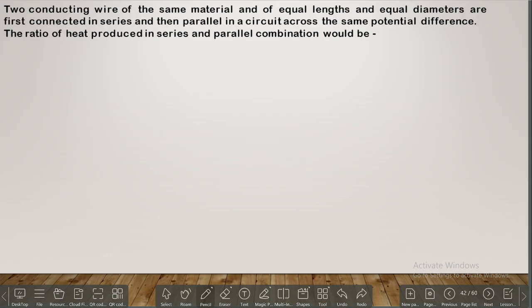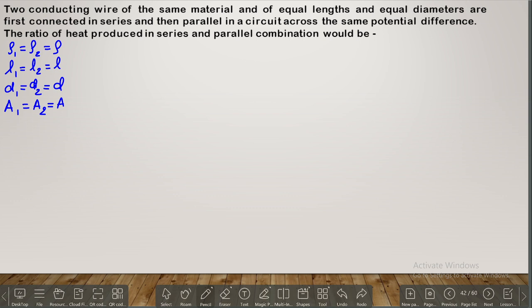Two conducting wires of the same material means the resistivity of both wires is the same. So rho 1 is equal to rho 2 is equal to rho. Equal length: L1 is equal to L2 is equal to L, and equal diameter: D1 is equal to D2 is equal to D. If diameters are equal, then the area of cross section also is equal: A1 is equal to A2 is equal to A.